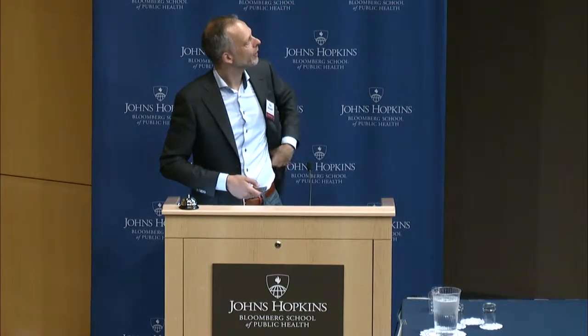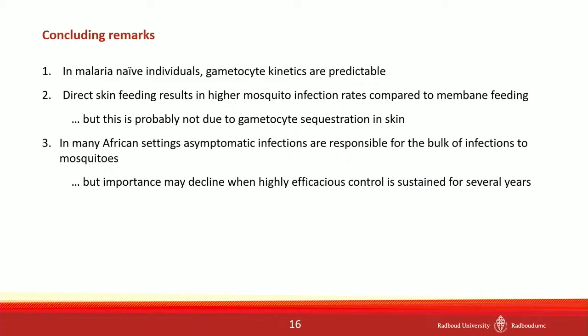So some concluding remarks. In malaria-naive individuals, gametocyte kinetics are predictable, and you have an immediate production of male and female gametocytes, and within 21 days after the first parasites are inoculated, either by mosquito or by blood stage, you see infectiousness. Direct skin feeding results in higher mosquito infection rates compared to membrane feeding, but it's probably not due to gametocyte sequestration in the skin. And in many African settings, asymptomatic infections are responsible for the bulk of infections to mosquitoes, but their importance may actually decline when highly efficacious control is sustained for many years.